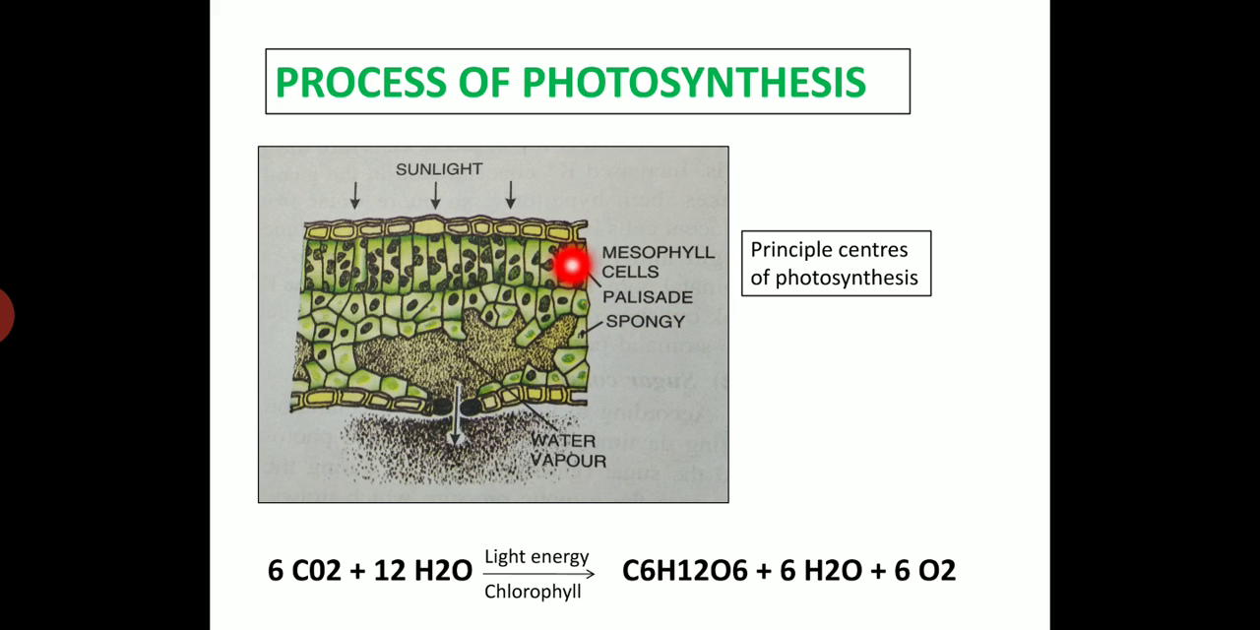Palisade mesophyll cells are present on the upper surface. These are the rows of palisade mesophyll cells. And spongy mesophyll cells are present below the palisade. These cells are spongy mesophyll cells. Okay? So, photosynthesis occurs in mesophyll cells that are present in the leaf.